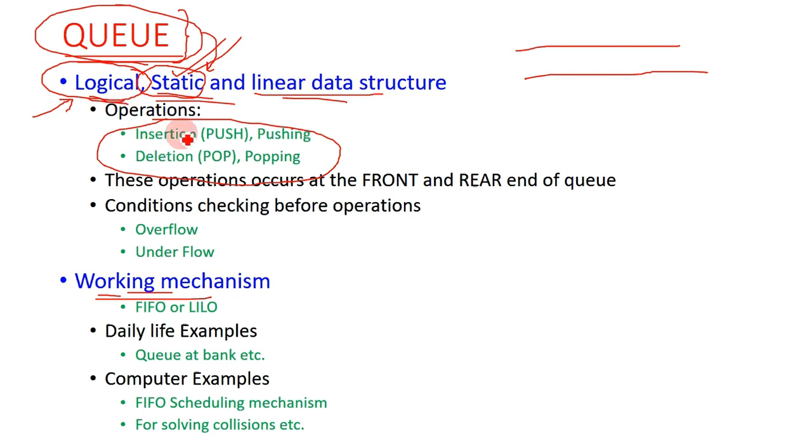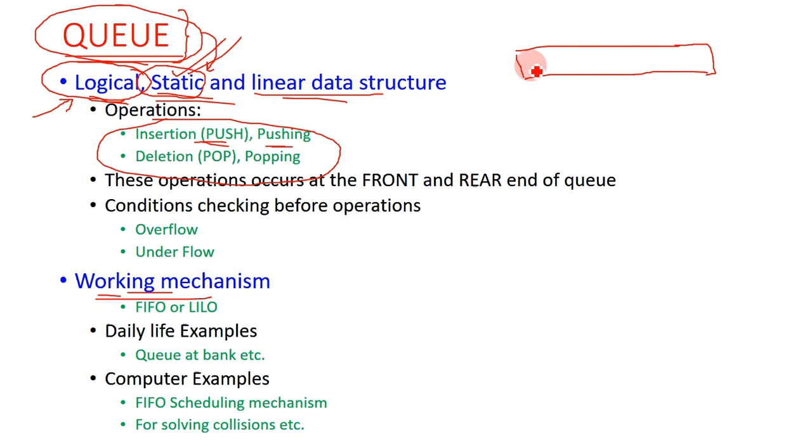Two operations are possible. One is called the insertion operation or push operation or pushing, or this can also be called enqueuing. Okay, and the other operation that is possible on the queue is deletion operation or pop operation or popping or dequeuing operation.